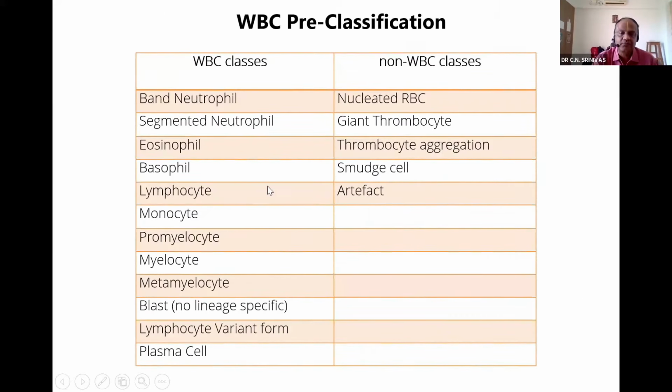So these are the classifications into which the cells have been broadly classified: the band neutrophils, the eosinophils, the basophils, the monocytes, the promyelocytes, the myelocytes, the blast where there is no lineage specificity, and the plasma cells and the lymphocyte variant forms. Now we were talking about dengue, with the high platelet counts as well as the high fluorescent cells in the lymphocytes. Those are actually highlighted in the digital imaging by the lymphocyte variant form of the plasma cells itself. When we have giant thrombocytes also, you have a flag, and you have nucleated RBCs as a special section, the smart cells and the artifact to the WBCs itself.